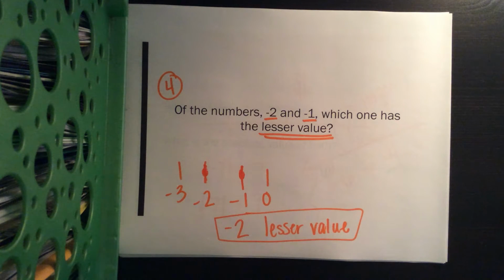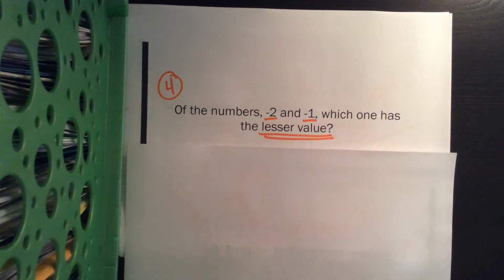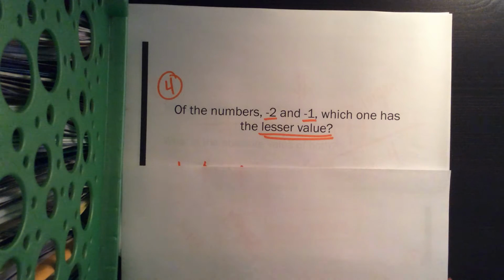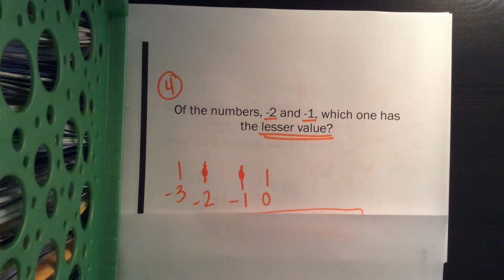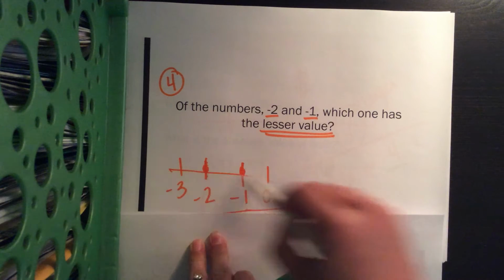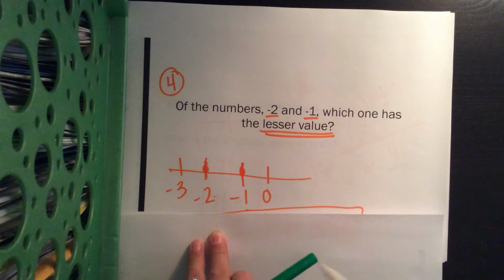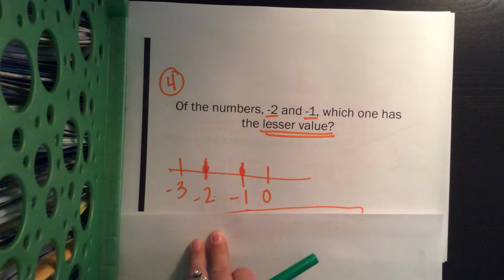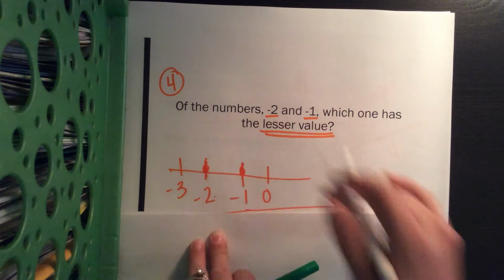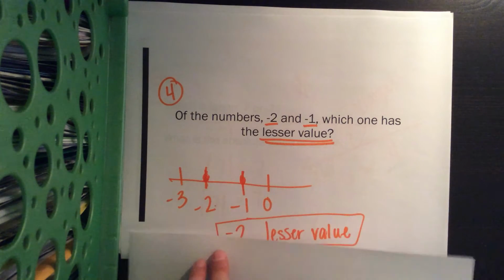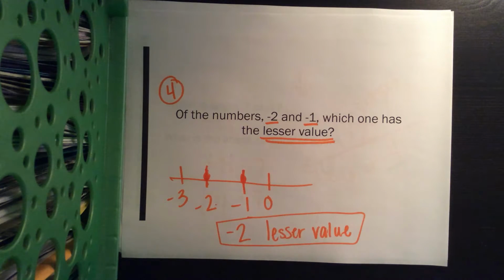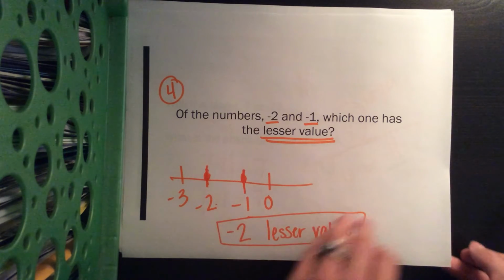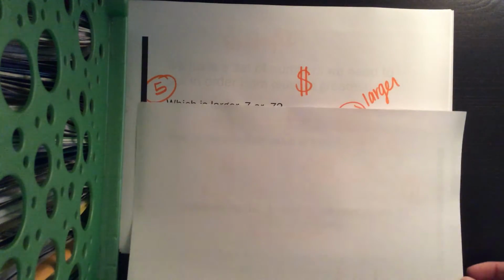All right, let's look at number 4. I already gave you all the answer. Of the numbers -2 and -1, which one has the lesser value? So the opposite of what we're saying. If we had a number line, we have 0, -1, -2, -3. -2 is right here, and -1 is right there. So which has the lesser value? Which one is furthest to the left? The one that's furthest to the left is -2. So -2 has the lesser value. This is number 4 in your journal. Please make sure it's written. Number 5.